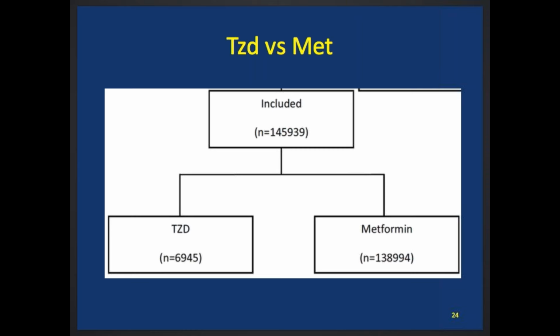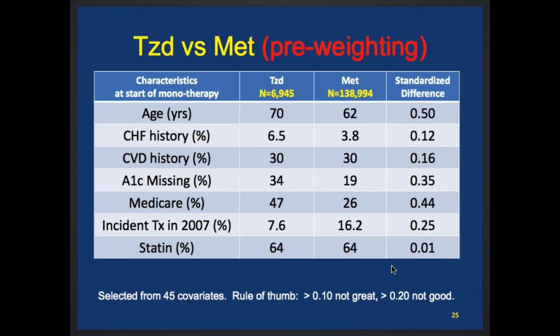So after applying the similar inclusion exclusion criteria as we did for SOL, we get about 7,000 TZD users versus about 140,000 metformin users. I'm looking at some of the same covariates early on, and then I changed some of the later ones because they were interesting. So age, huge age difference. A mean of 62 in MET versus 70 for TZD is a standardized difference of a half, which is humongous. For CHF history, 6.5% versus just under 4%, for a 0.12, not terrible, but not great.